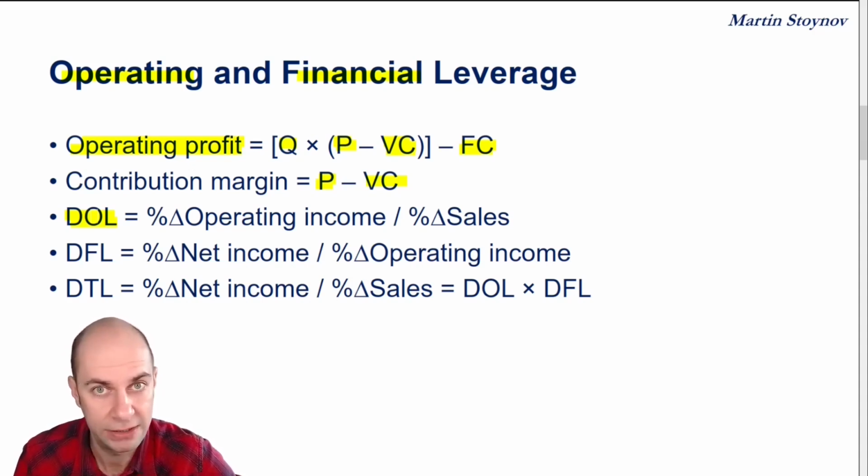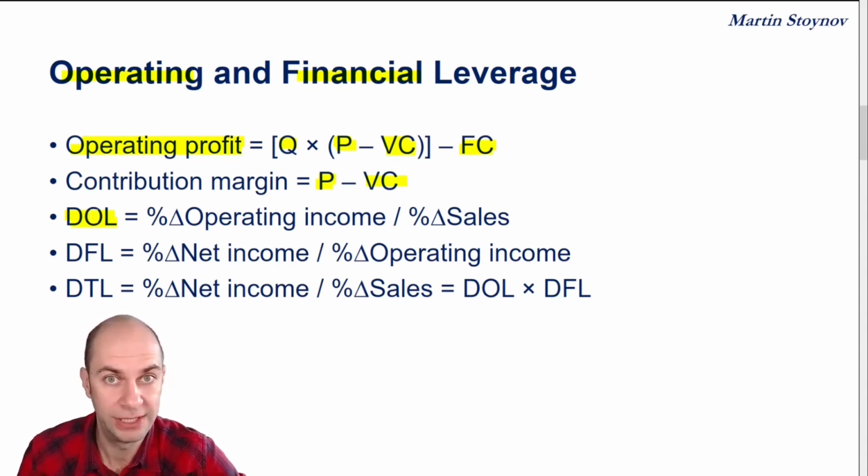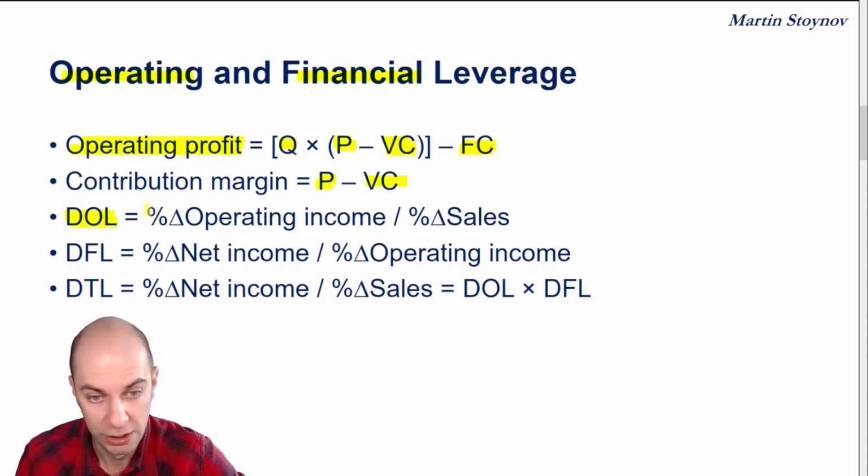You have to pay rents. So they're not a function of your units sold. You have to expense depreciation, which is a fixed charge, and so on. Now, the more of these expenses you've got, the greater your operating leverage will be and the riskier your business will be.